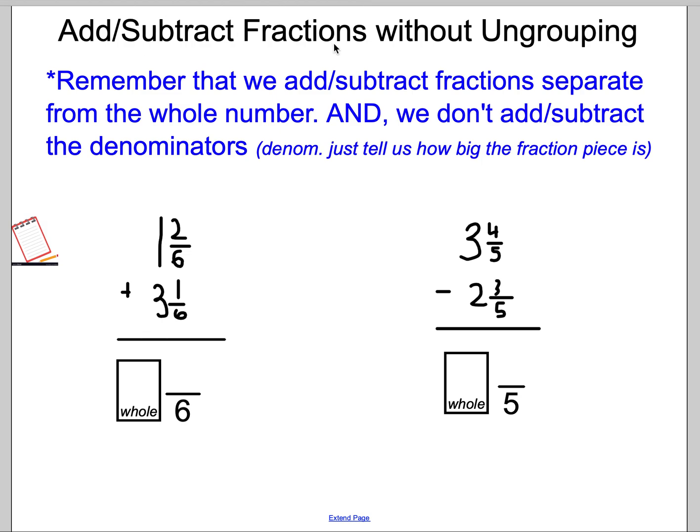Now, we're going to add and subtract fractions without regrouping. Okay, so remember that we add or subtract fractions separate from the whole number, like separately. And we don't add and subtract the denominators. The denominators, like sixes and fifths, they just tell us how big the fraction piece is, right? So I already put my denominators in there because the six aren't going to change until you maybe simplify later. But push pause and fill out these two, and we'll get back with you in just a moment.